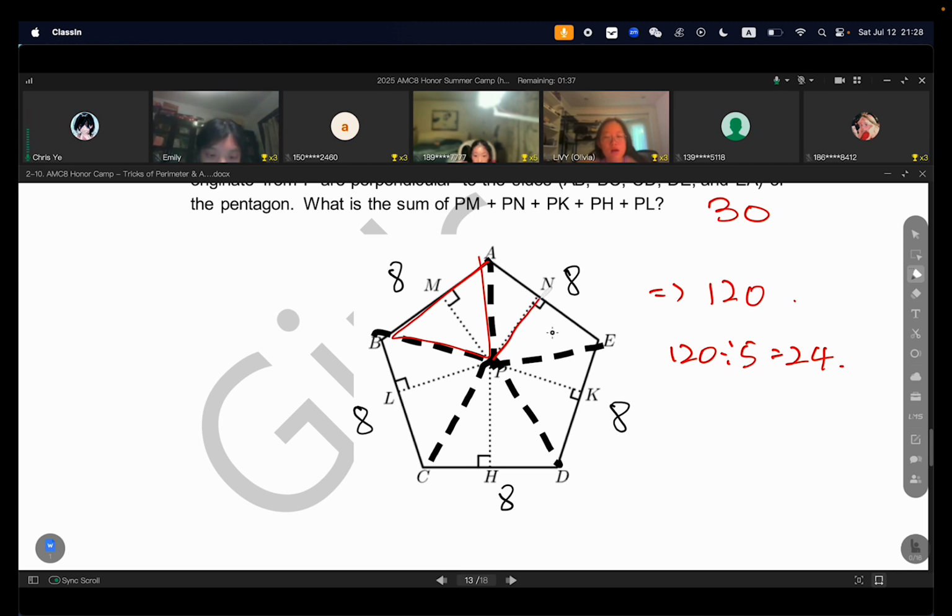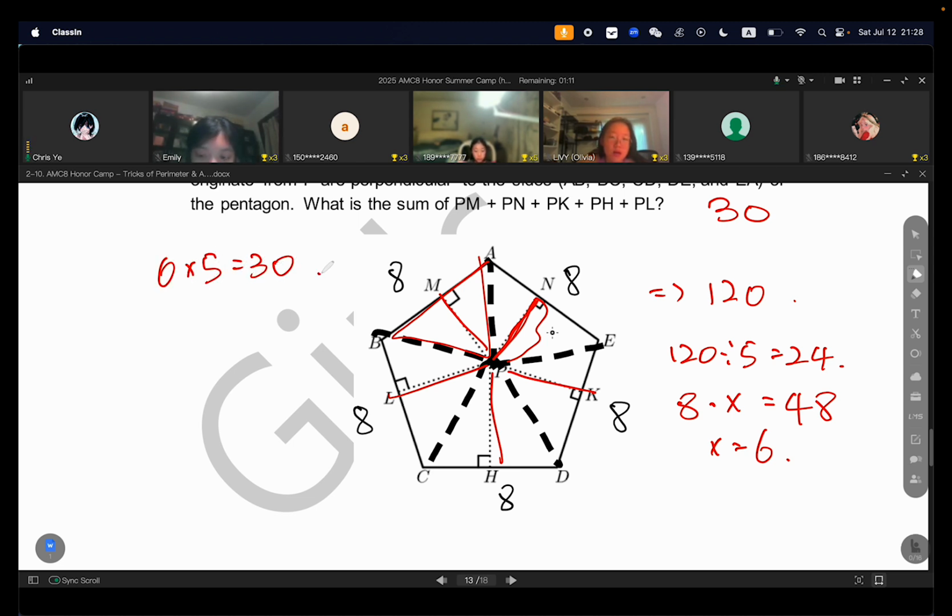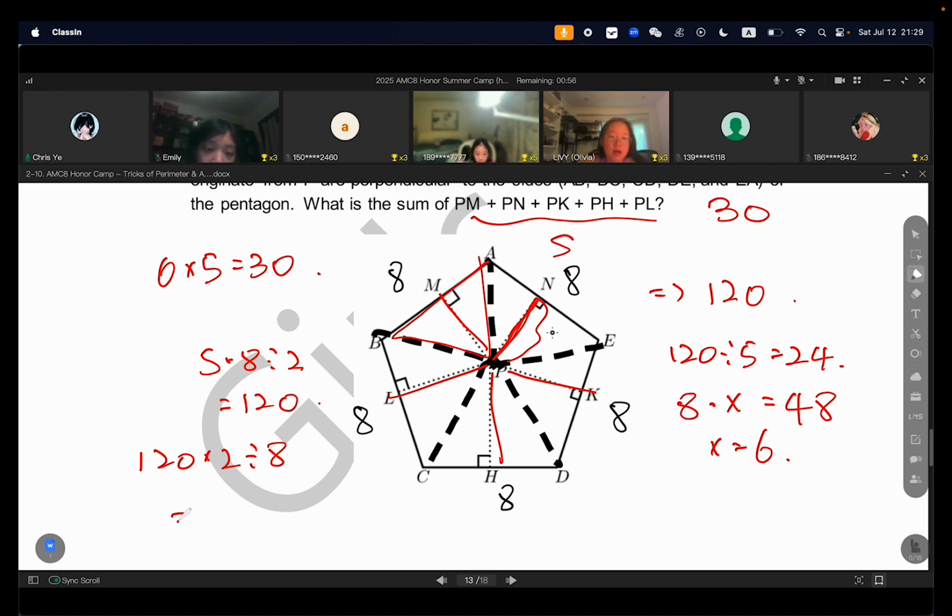So let's say that 8 times this line, let's say this is x, divided by 2 equals 24, which means that 8 times x equals 48. Then x would be 6, and applying the technique to all of the other lines, the final answer is going to be 6 times 5 equals 30. Or you could just say that the length of all of these added up is s, then s times 8 divided by 2 is going to be 120. So it would be 120 times 2 divided by 8 equals 30.